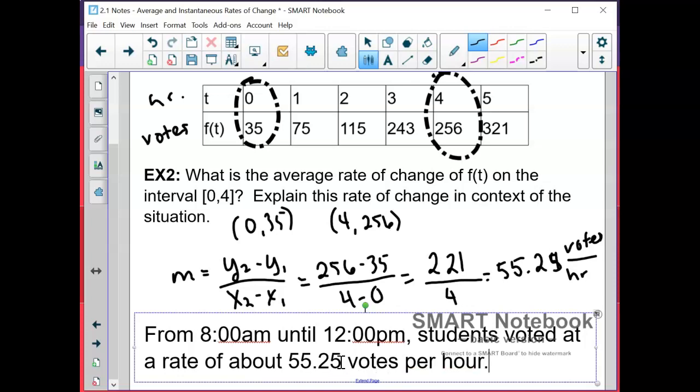And so this is an average rate of change. It might be that, like right here in the morning, we really didn't have that many votes. You see a lot more votes shooting up here in the 2 to 4 hours right here. So this is our average for that time period.